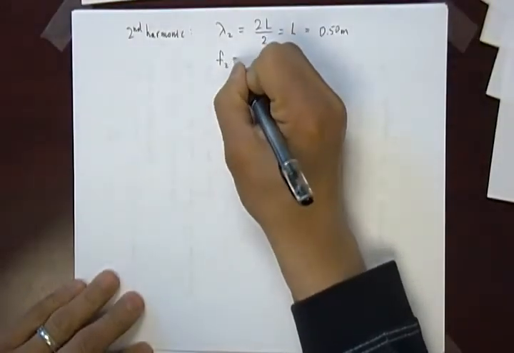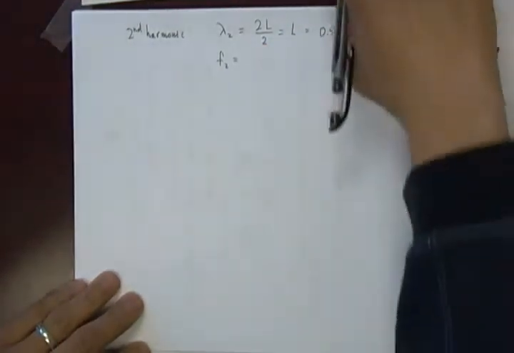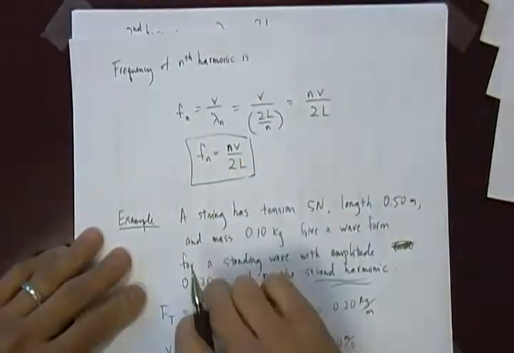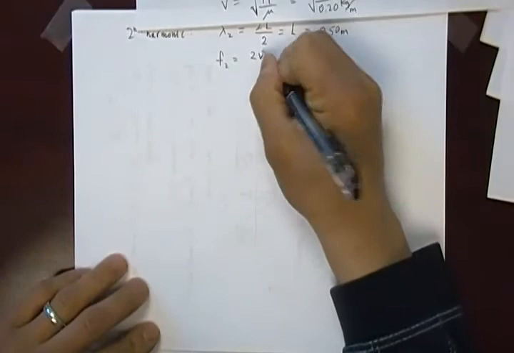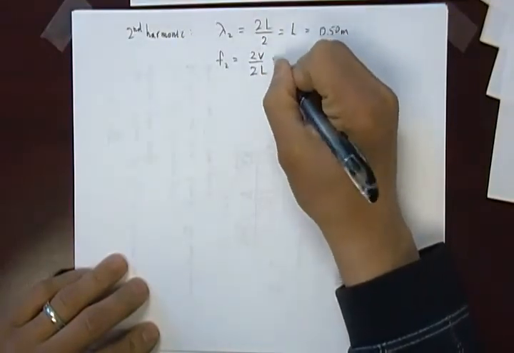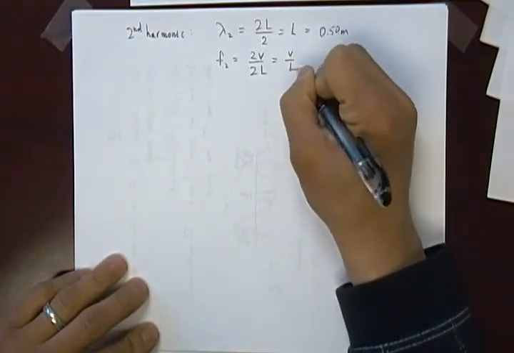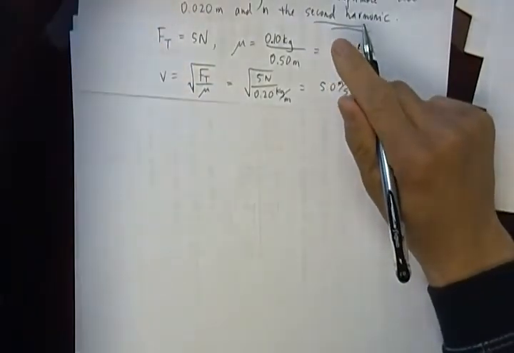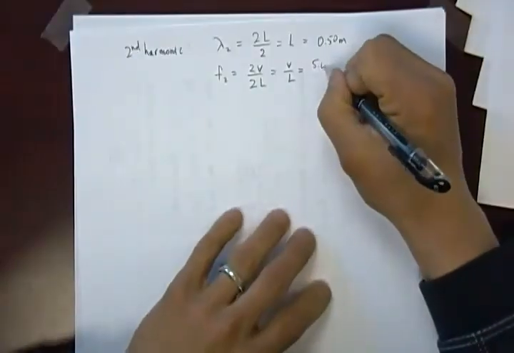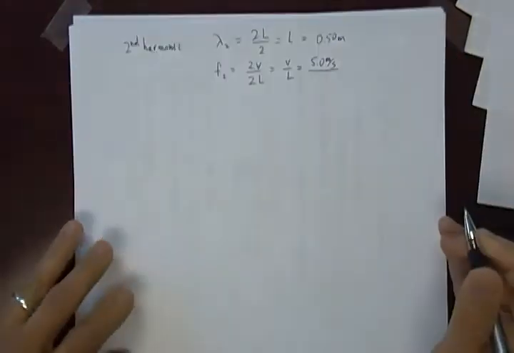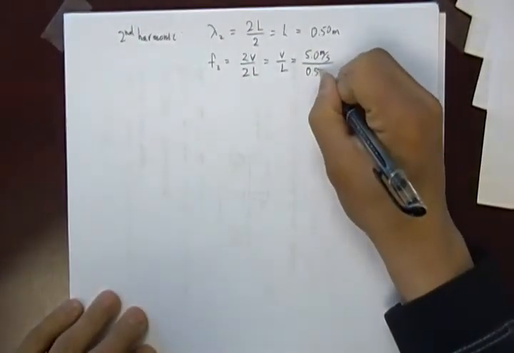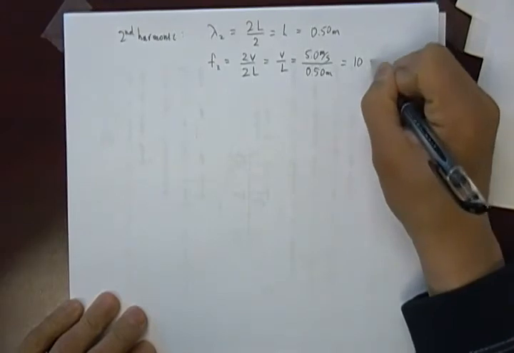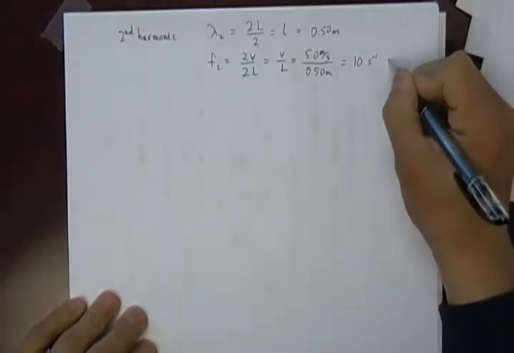Okay, how about the frequency? The frequency is nV over 2L, where we stick n equals 2. So we'll have 2V over 2L, which is V over L. And what did we get for the wave speed? We got 5 meters per second. So 5 meters per second divided by the length, which is 0.5 meters, is 10 inverse seconds, or 10 hertz.